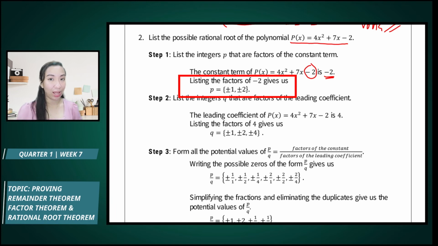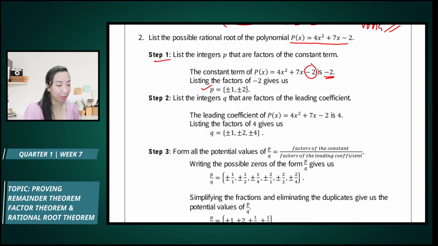Why only two? Because it can be positive 1 times negative 2, which is negative 2. It can also be negative 1 times positive 2, which is negative 2. So, there are 4 factors. Okay, so that's for P.